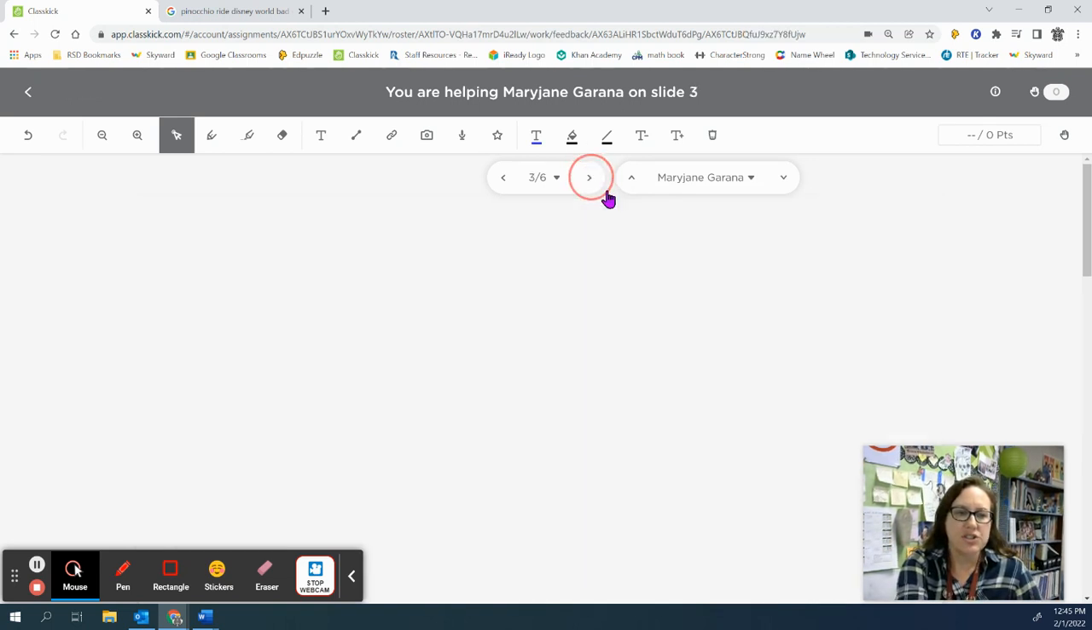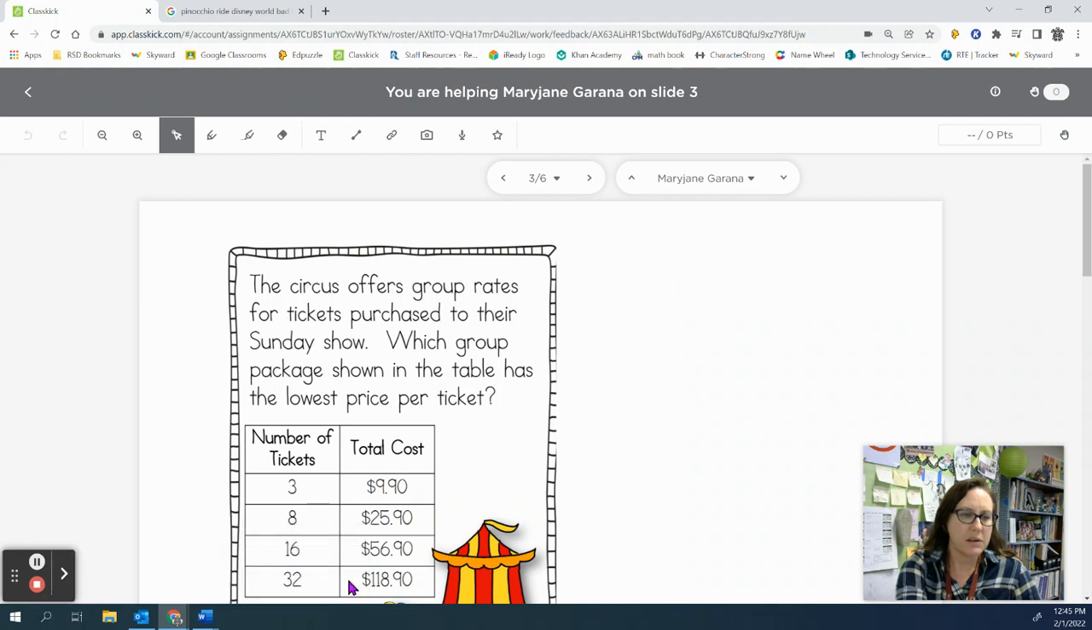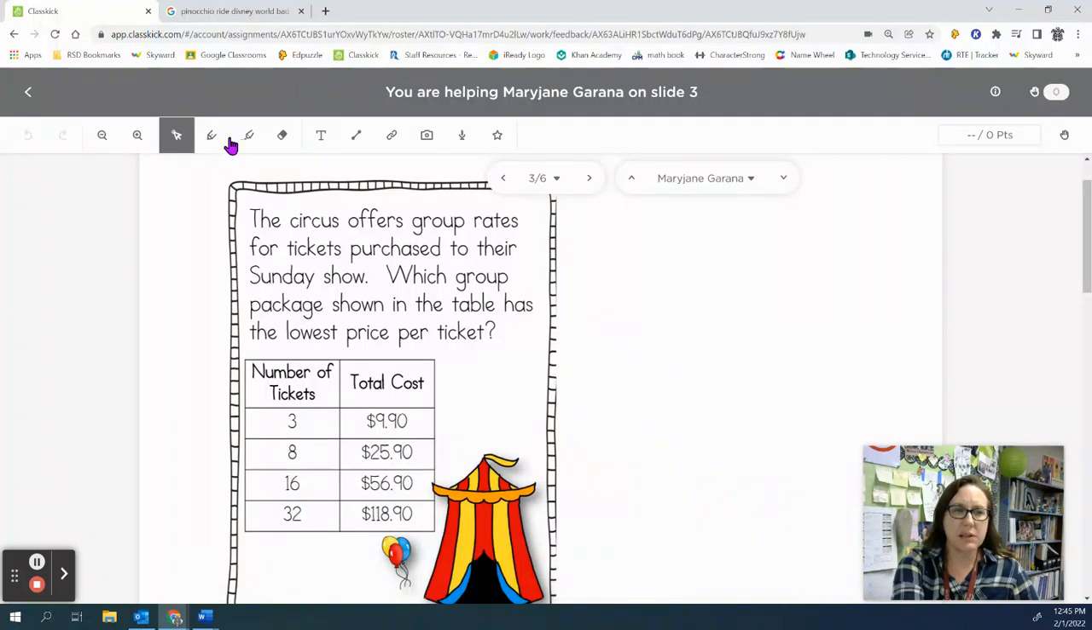The next page, I'm going to move this. Can I move it? I'll just make it go away. There we go. Okay, so the next page was a little bit more complicated in that you have to find the unit price of every single one of these. The circus offers group rates for tickets purchased to their Sunday show. Which group package shown in the table has the lowest per ticket price?